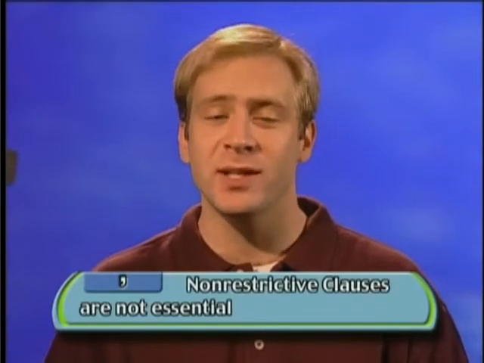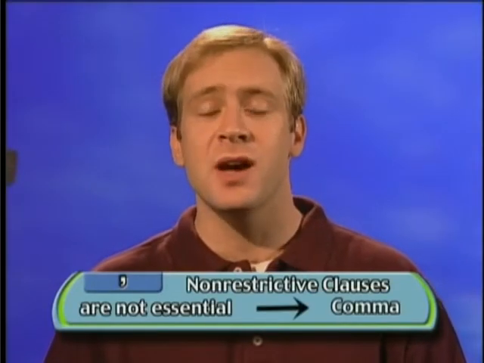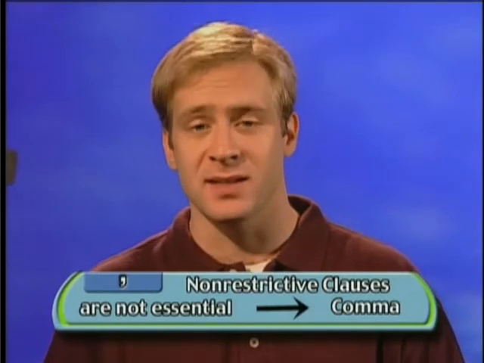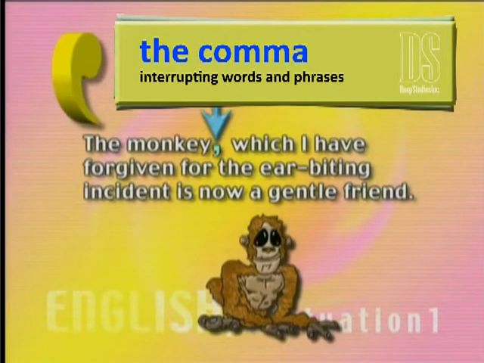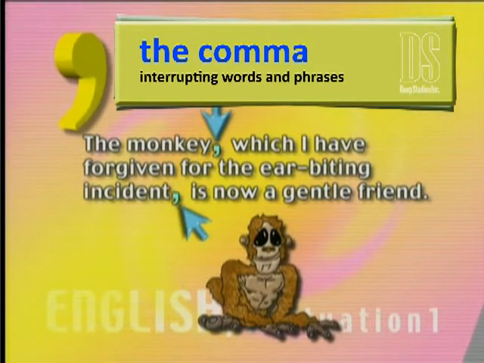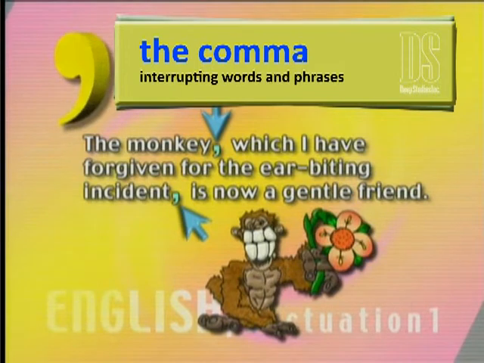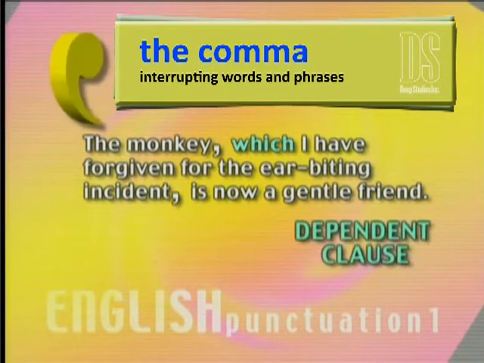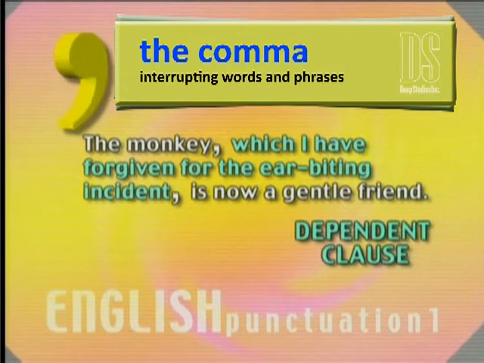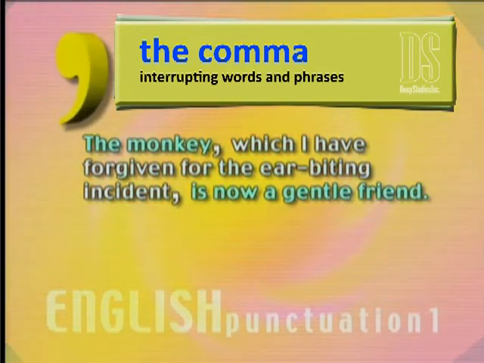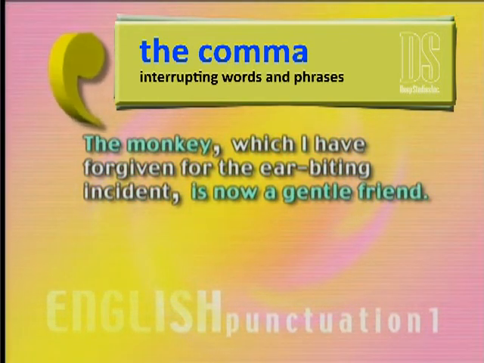When we use a non-restrictive clause like this, we do use commas to set it apart from the rest of the sentence. Suppose we write, "The monkey, which I have forgiven for the ear-biting incident, is now a gentle friend." The word which tells us we have a dependent clause, which I have forgiven for the ear-biting incident. Stuck in the middle of the independent clause, the monkey is now a gentle friend.